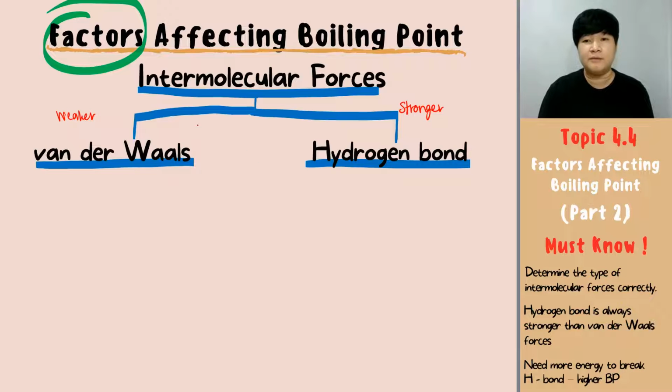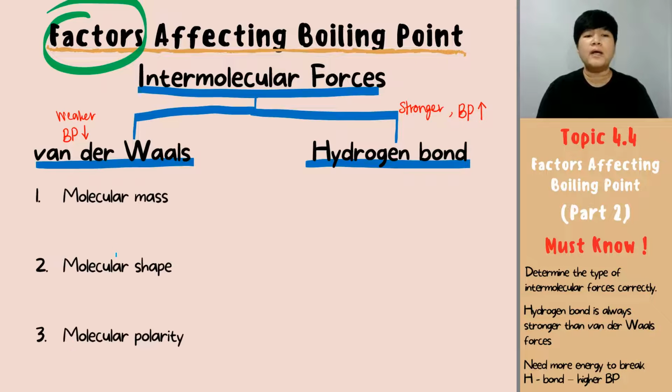When it's stronger, it means that you need more energy to overcome the strong hydrogen bond. Therefore, the one that has hydrogen bond will always have a higher boiling point. Vice versa, the compound that has weak van der Waals forces will have a lower boiling point. So when we are comparing hydrogen bond and van der Waals forces, hydrogen bond always has the higher boiling point. Alright? But what happens when we are comparing the molecules only from van der Waals forces? What happens when both of your compounds, or all your compounds, are under van der Waals forces?